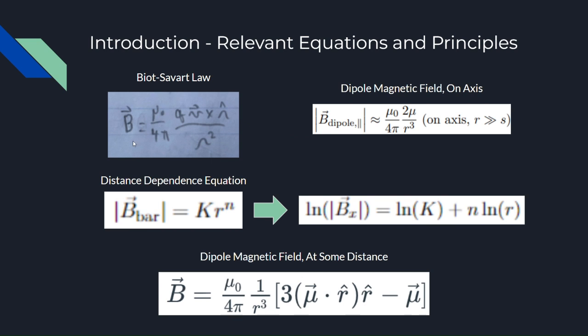So here's the Biot-Savart law, which describes the magnetic field generated by a moving charge. And then this is the equation for the magnetic field generated by a dipole. Notice how its dependence on distance is related to a power of 3. The distance dependence can also be written as k, which is a constant, r to the n, where n should be that power 3, and we can linearize this equation so that whenever we plot data, n becomes the slope of the graph. And then the dipole magnetic field at some distance can also be written as this equation, which will be used in the code later.